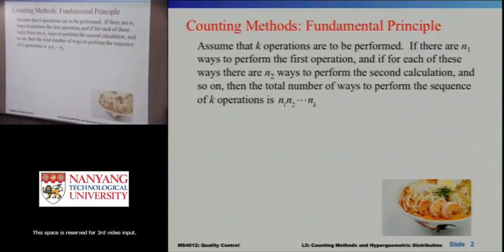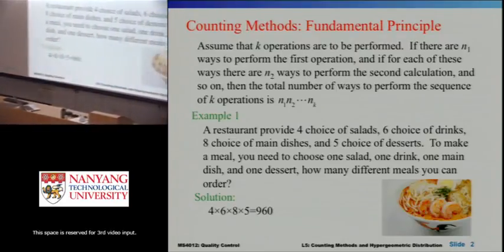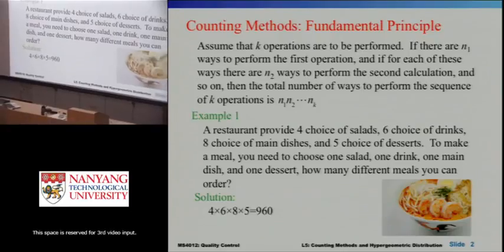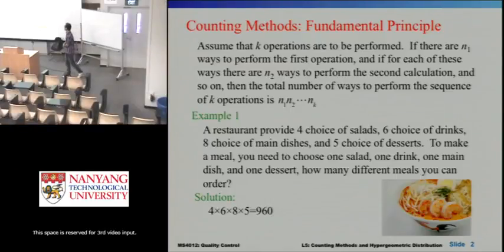I changed the example a little bit. In the old example, that's assembling a computer. Here, I just changed it to ordering a meal. If we go to a restaurant, and this restaurant provides 4 choices of salad, 6 choices of drinks, 8 choices of main dish, and 5 choices of dessert. It sounds like we don't have too much choice. But if we want to form a meal, we need to choose 1 salad, 1 drink, 1 main dish, and 1 dessert. Then how many different meals can we order?